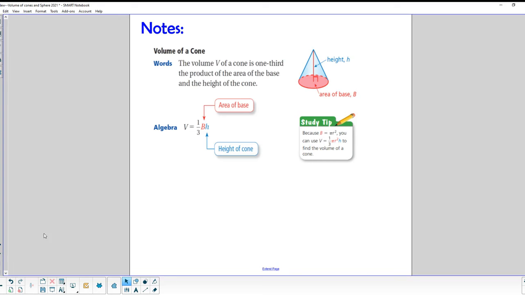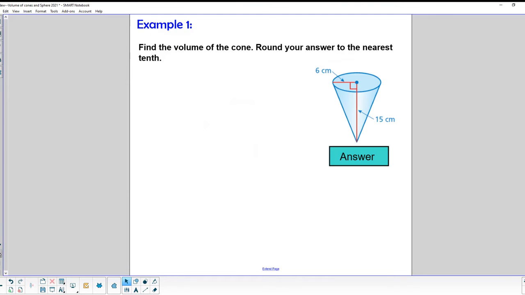So based on that, the formula is 1/3 of the base of the cone, which is pi r squared, times the height of the cone. All right, so let's try one. Find the volume of a cone. Round your answer to the nearest tenth. So we're going to get our marker going here. We're going to have volume equals 1/3 times 3.14. So there's pi. R squared is 6 squared times the height, which is 15.